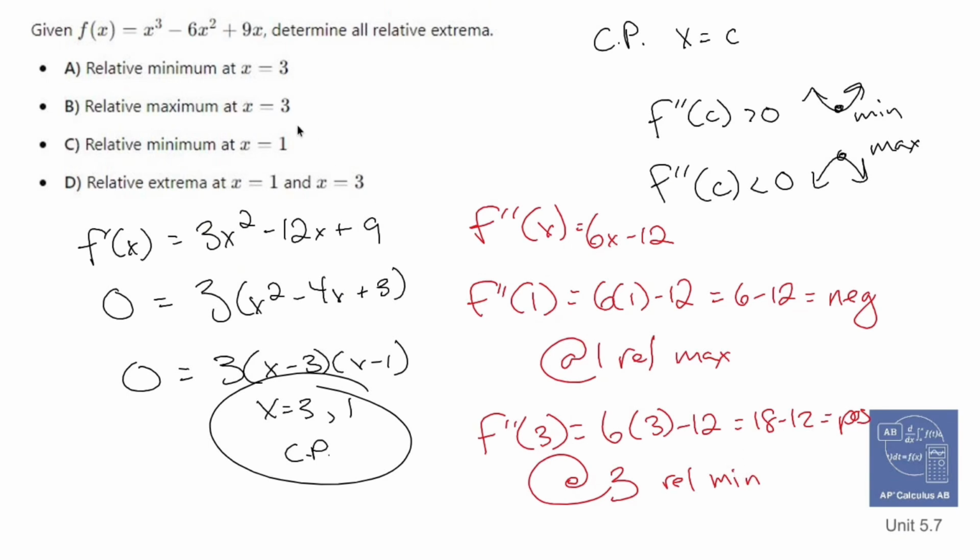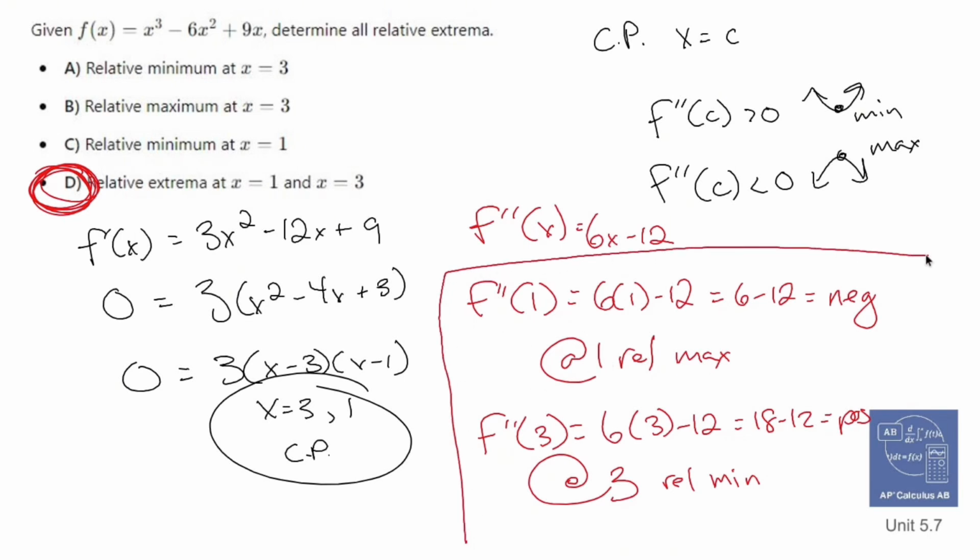So determine all relative extrema at x equals 1 and 3. Kind of a lazy answer. But these are the specific relative extrema, so I kind of took it a step further, even though technically I could have stopped right there. But I'm happy with what I did. I'm keeping it. Can't stop me.